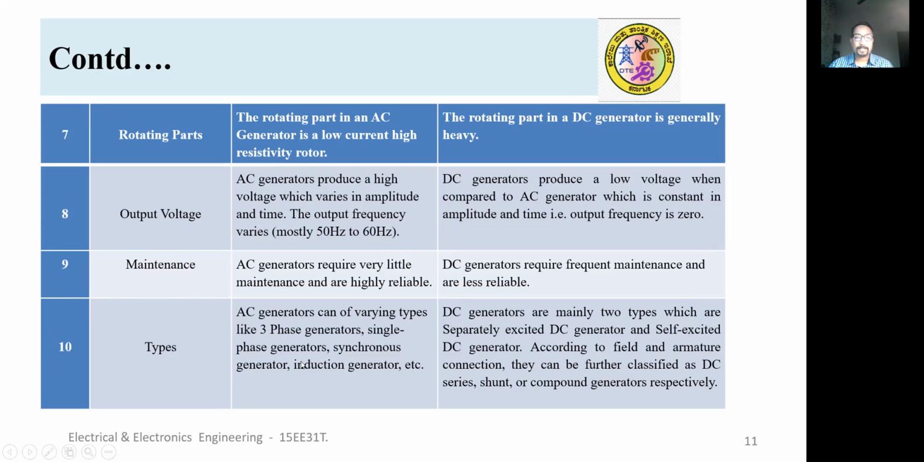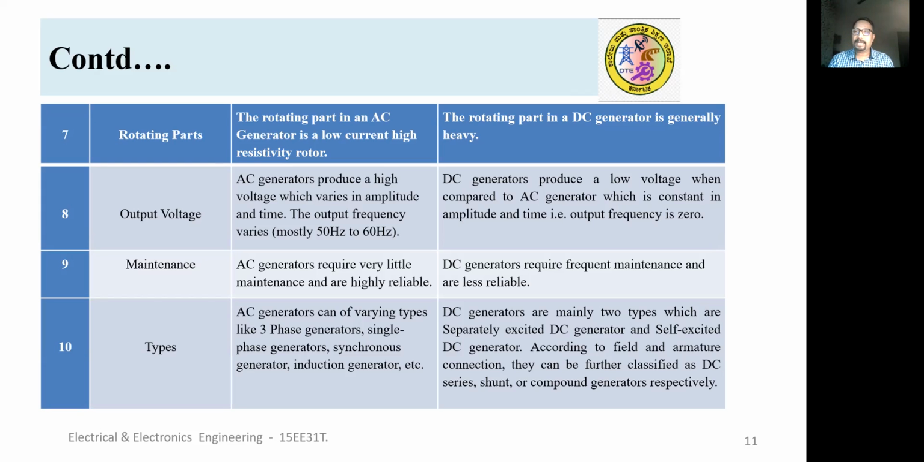Next, coming to the types, as I told you, the alternator is of single phase type or three phase type, or it may be an induction generator or a synchronous generator. Those are the different types of alternators. But coming to the different types of DC generator, it may be a permanent magnet generator or a separately excited generator. It may be a permanent magnet DC generator or an electromagnet DC generator.